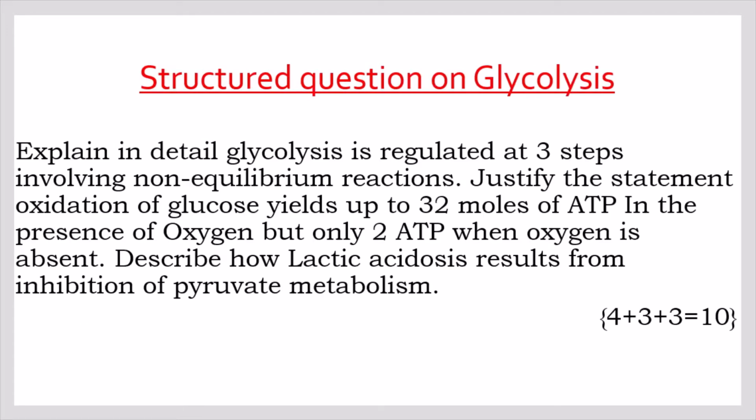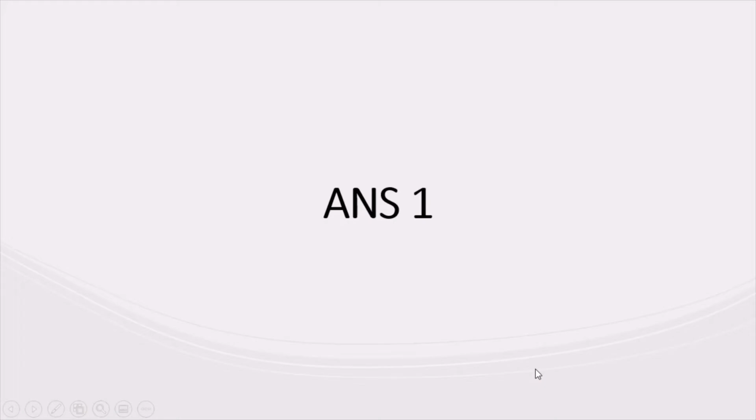Explain in detail, glycolysis is regulated at three steps involving non-equilibrium reactions. Justify the statement: oxidation of glucose yields up to 32 moles of ATP in presence of oxygen but only 2 ATP when oxygen is absent. Describe how lactic acidosis results from inhibition of pyruvate metabolism. Structured question pattern है तो इसके marks distribution will be given. So let's now start with question number 1.